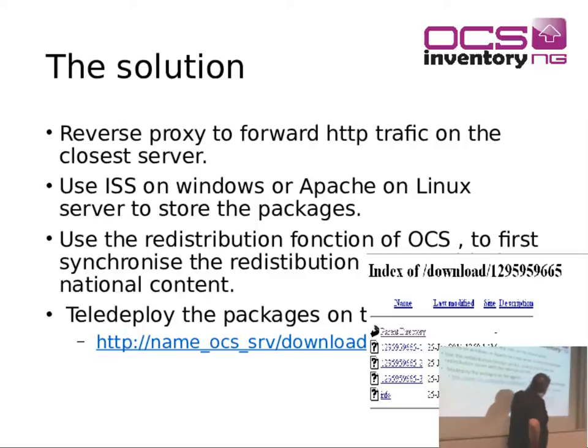I made just a picture of a package. What is a package in the OCS world? It's just a URL with the name of the package, and in this directory we have an info file. In the info file, we have all the parts of the package with small size. You can choose the size of the small parts. And then in the info file, you have the action, the command, and everything to run on the computer. You see? So it's very easy to make a redistribution server, because either on Apache or Windows, you can have the same directory with the same name.